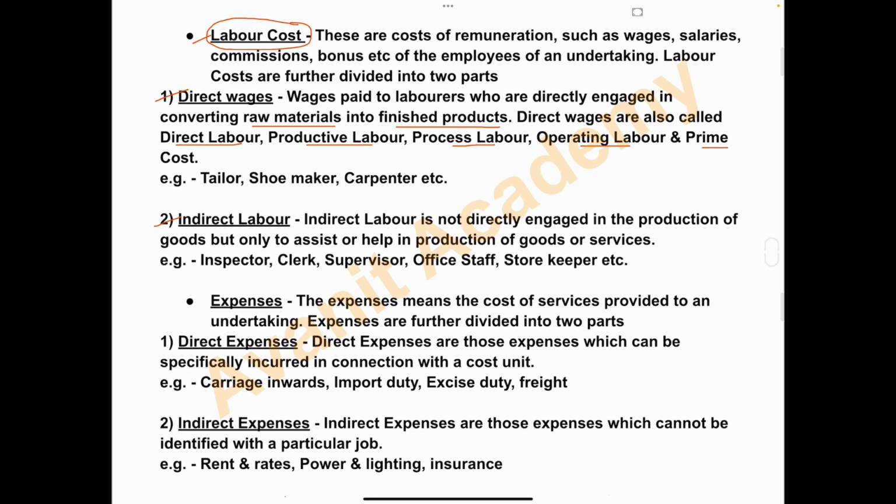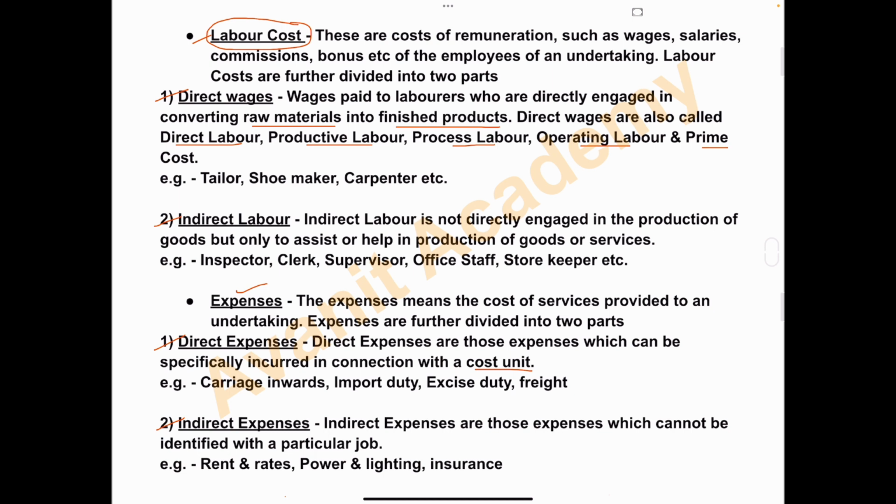And the last one is expenses. Whatever expenses are made for converting the raw material into finished product or to make the final product, that is called expenses. So these expenses are again classified into two categories, that is direct expenses and indirect expenses. The direct expenses are those expenses which can be specifically incurred in connection with the cost center. For example, carriage inwards, import duty, excise duty, freight, etc.